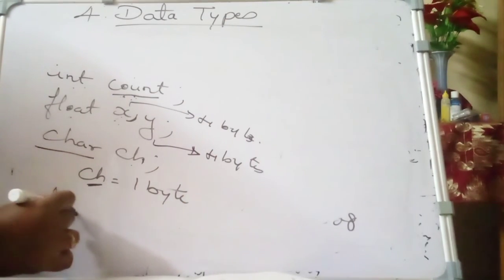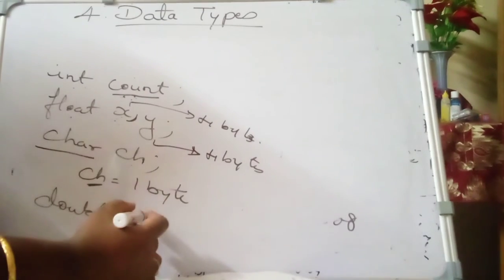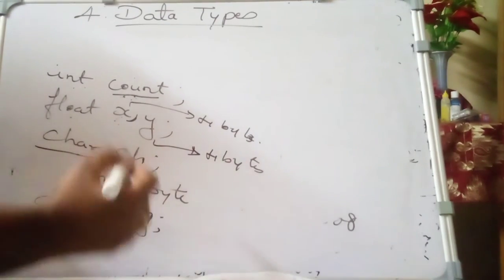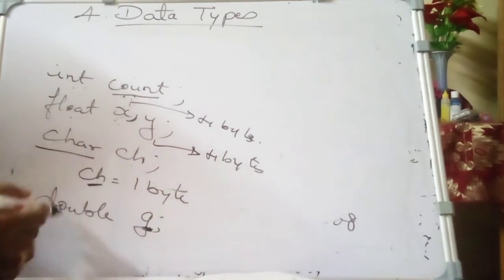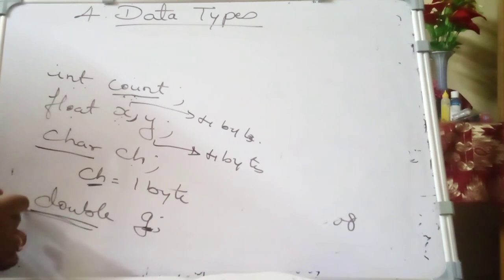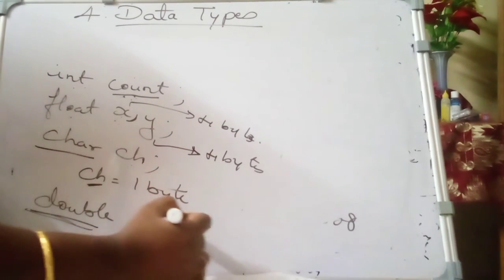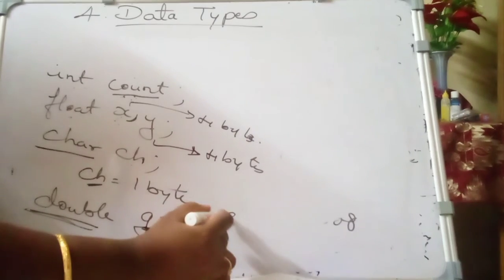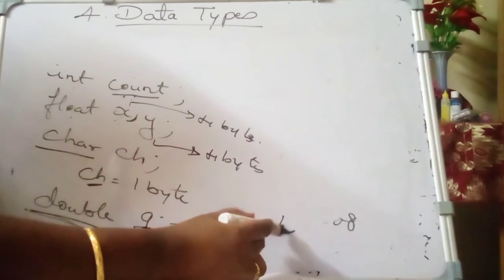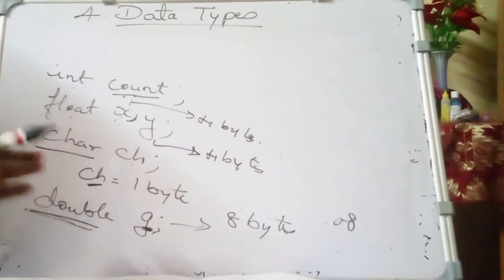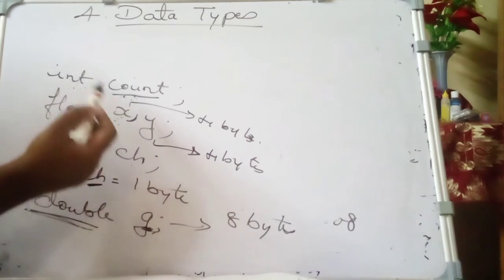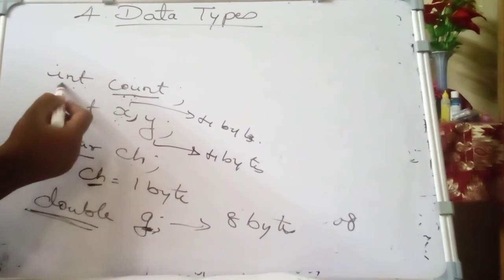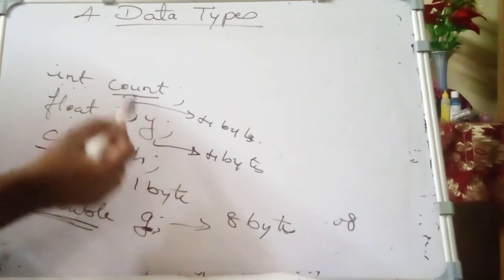Suppose I have double g. This variable g is of double precision floating point. So how many bytes of memory should be reserved for this variable g? 8 bytes of memory should be reserved. So that is the meaning of each data type. How do we declare a variable? Data type followed by variable names.